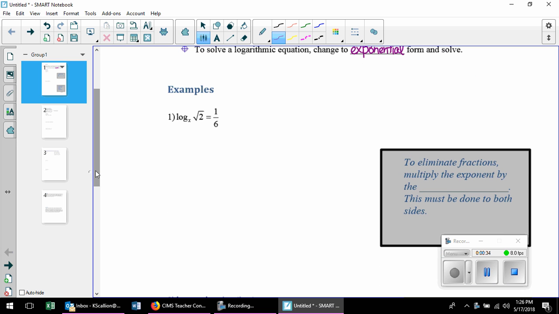All right, so this one's a little bit different. Okay, so it has an equal sign. You can put this into exponential form. So what's my base? X. What's my exponent? 1/6. And that's equal to √2. That should be easy to solve.